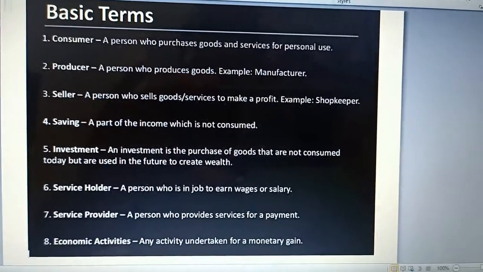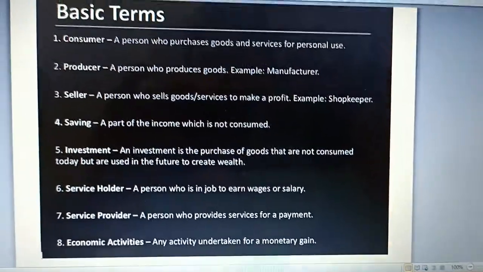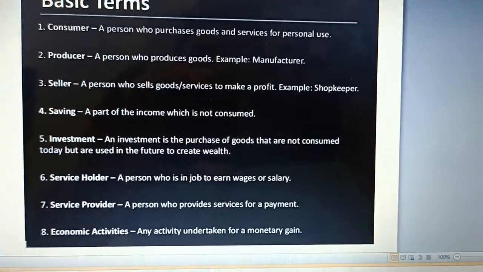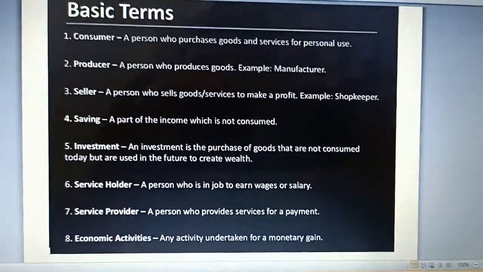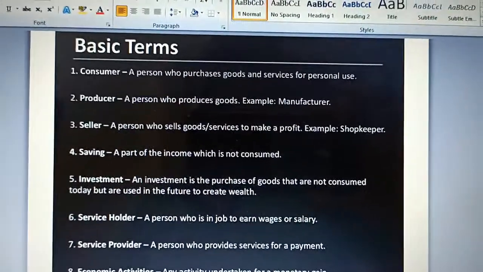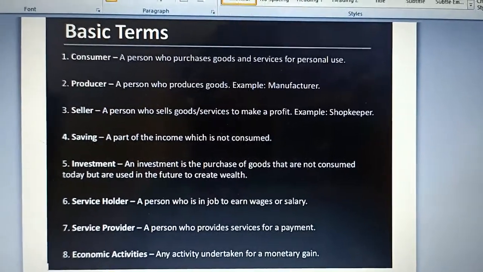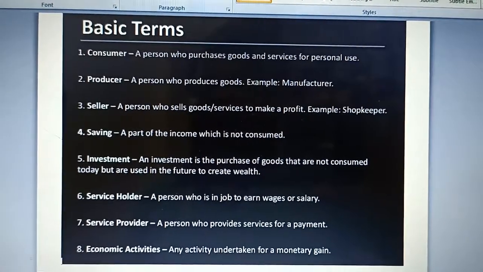Producer, a person who produces goods and services for earning money. Seller, a person who sells goods and services for profit motive. Saving: there are two parts of income. One is consumption, second is called saving. The part of income which is consumed, that is consumption; which is not consumed, that is called saving.